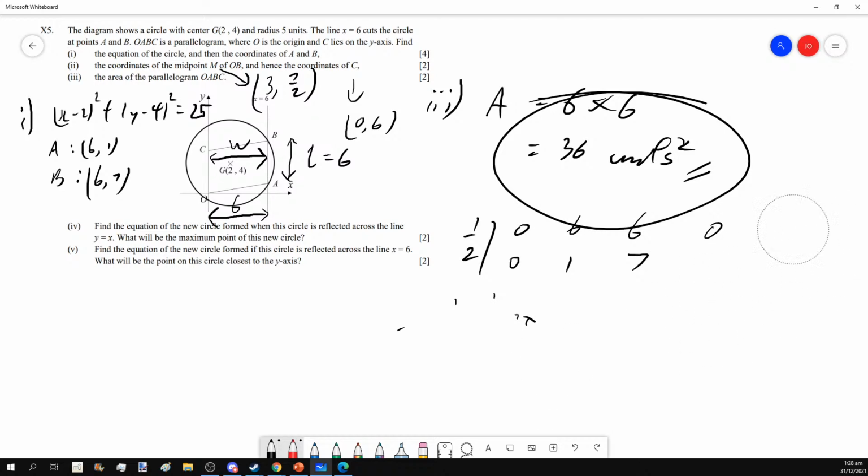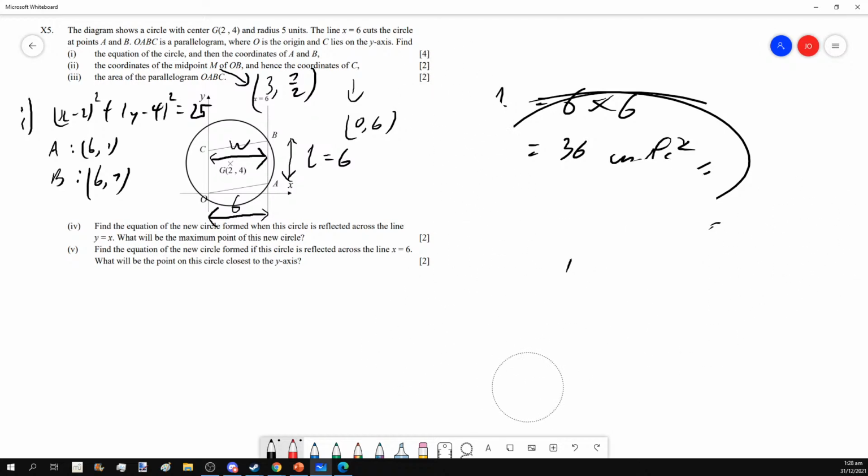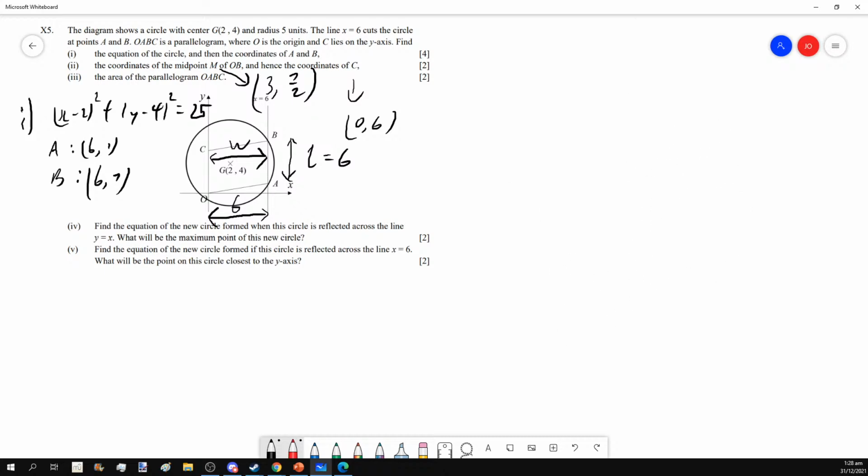Alright? Now the last two parts of this exercise will be creating new circles. So for part 4, they ask, what happens if I take the circle and I reflect across the line y equals to x? What will be the new maximum point? So I need you to recognize how to do reflections. Let's say we have some random point. Let's call it p, q. There are 3 different ways that we can commonly reflect.